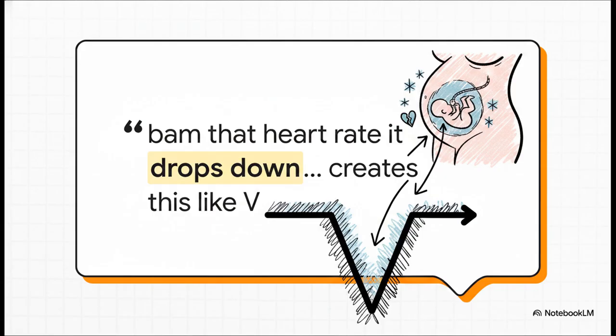What's happening physically here? Umbilical cord compression. The mother's contraction is literally squeezing the umbilical cord, effectively cutting off the baby's oxygen lifeline. The baby's heart gets incredibly stressed out and the rate just plummets. This is a very bad thing, and it absolutely requires immediate nursing intervention.